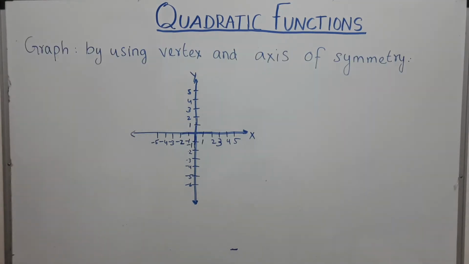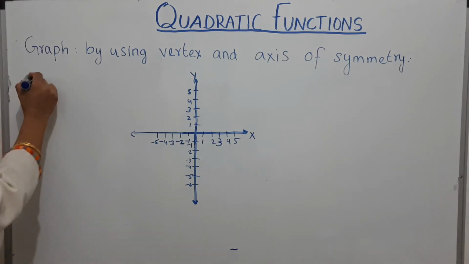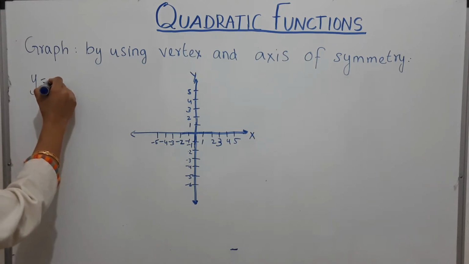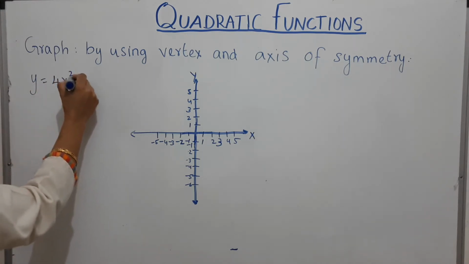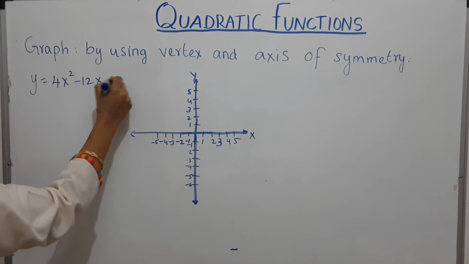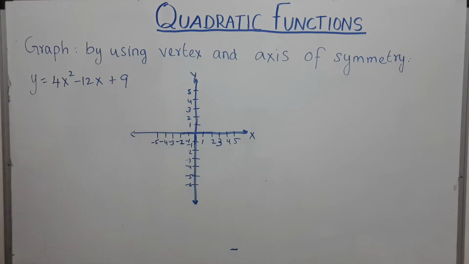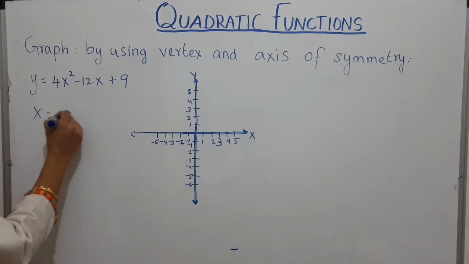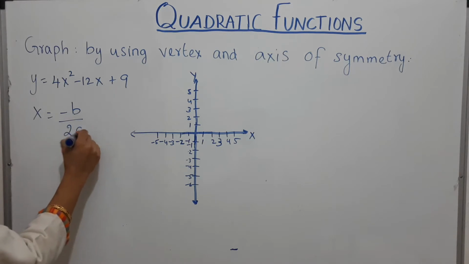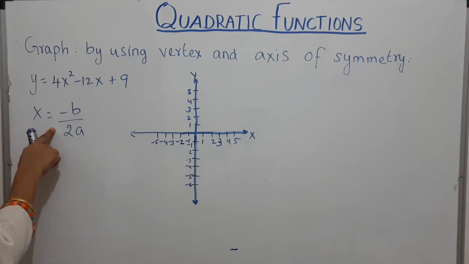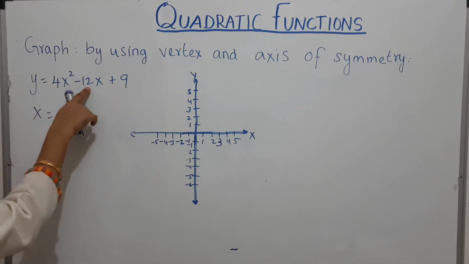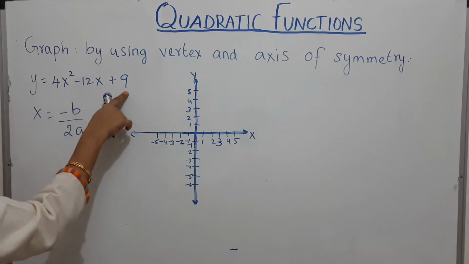This question is about graphing by using vertex and axis of symmetry. The equation is given. The question is y equals 4x squared minus 12x plus 9. Okay, so in this one you have to find the axis of symmetry first. So for that you have a formula, x is equal to minus b over 2a. So this is a formula to find the axis of symmetry. So this is the a value and this is the b value and this is the c value.